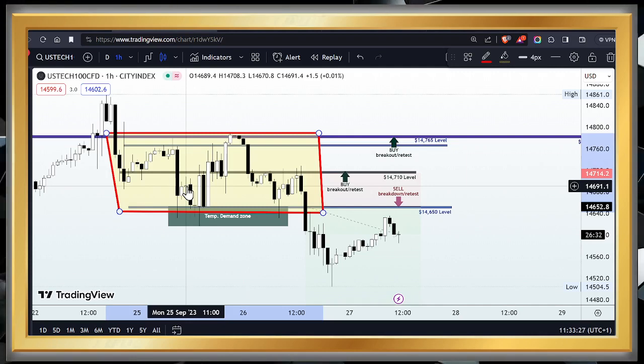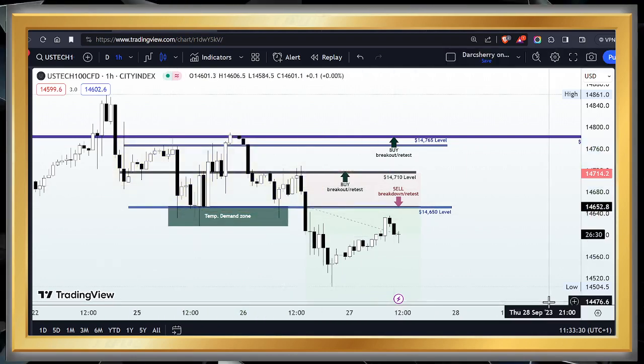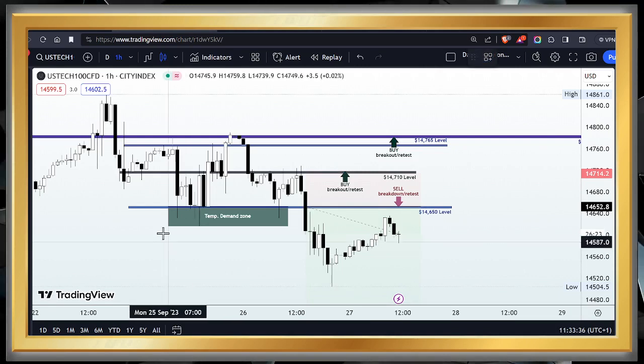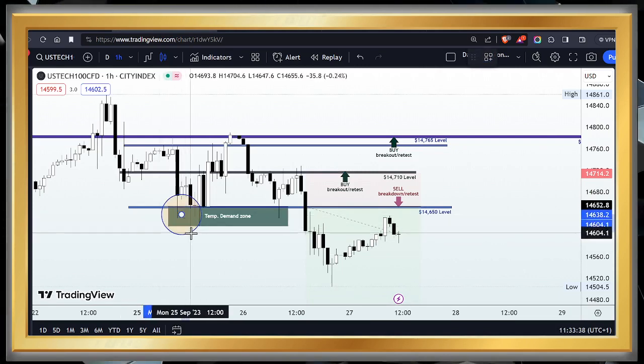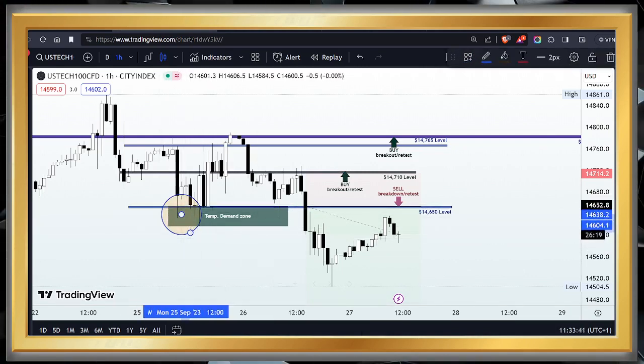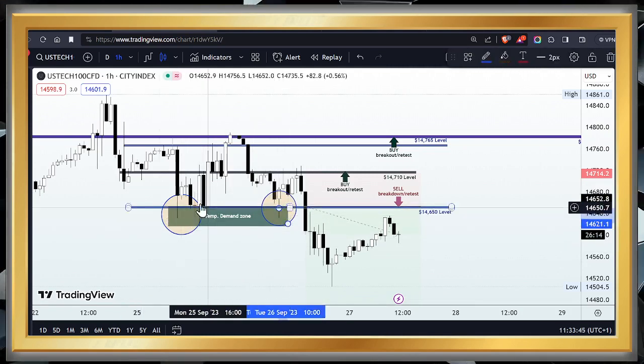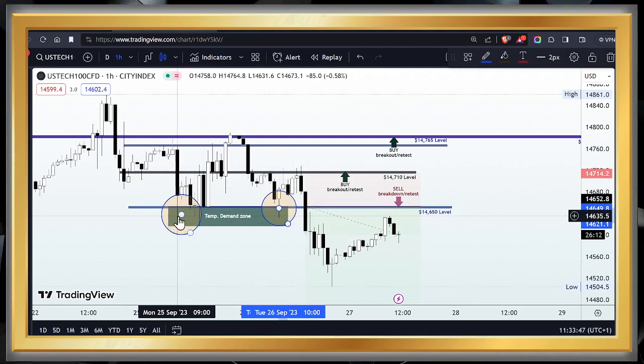Now, something interesting happened around this area which gave us a clue that buyers could come in at any point in time. We saw how sellers were struggling around the 14,650, as you will see right here. Every attempt by sellers to break through the structure was met with strong resistance from the buyers. And when we saw this yesterday, I was of the opinion that the chances of buyers coming in were gradually increasing.